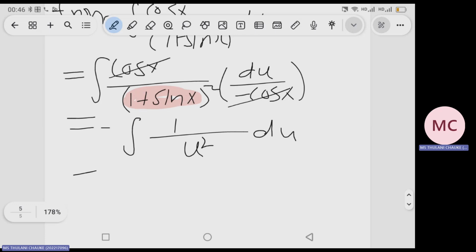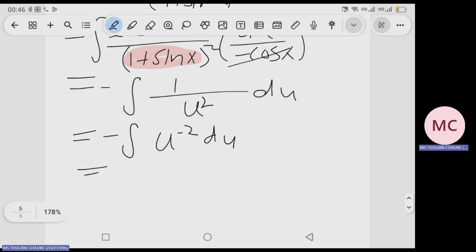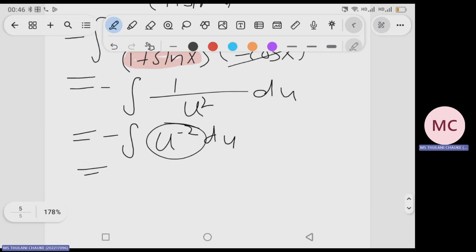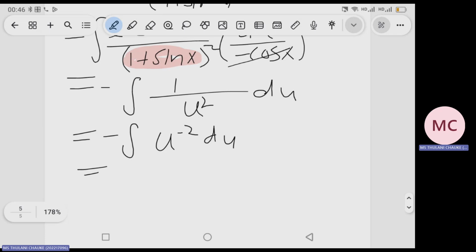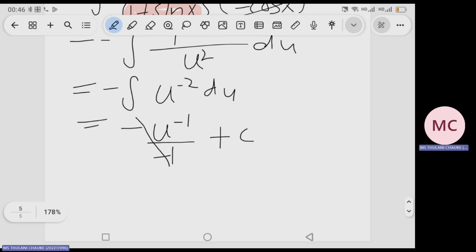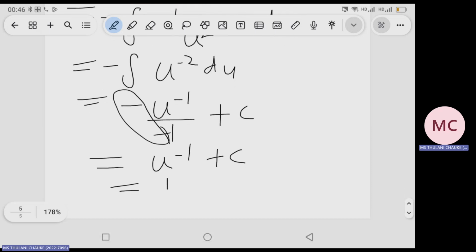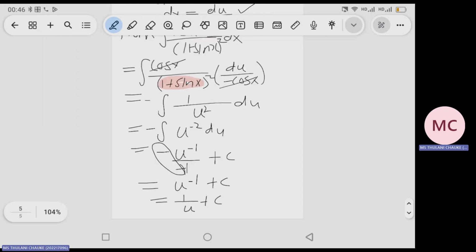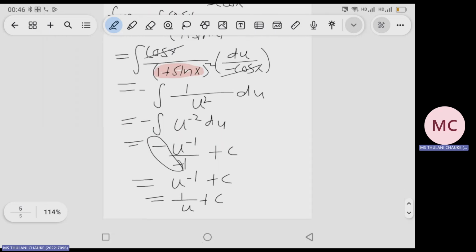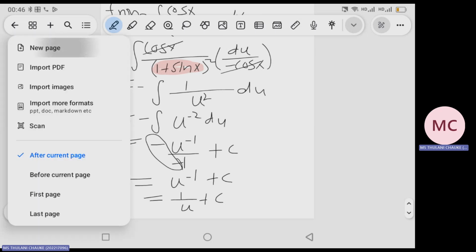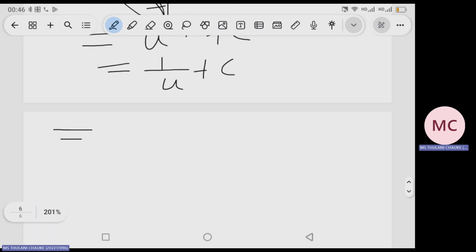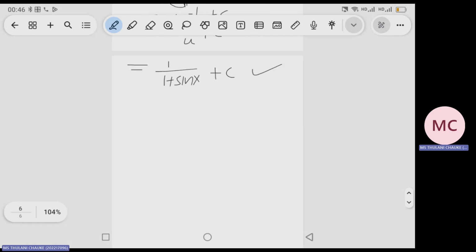So now we'll have negative the integral of u to exponent negative 2 du. And if you integrate this one, you'll simply get negative u to exponent negative 1 plus c. So the negatives will cancel, and then you'll be left with u to exponent negative 1 plus c, which is equal to 1 over u plus c. And our u, we said it's 1 plus sine x, so 1 over (1 plus sine x) plus c, and then you get your final answer.